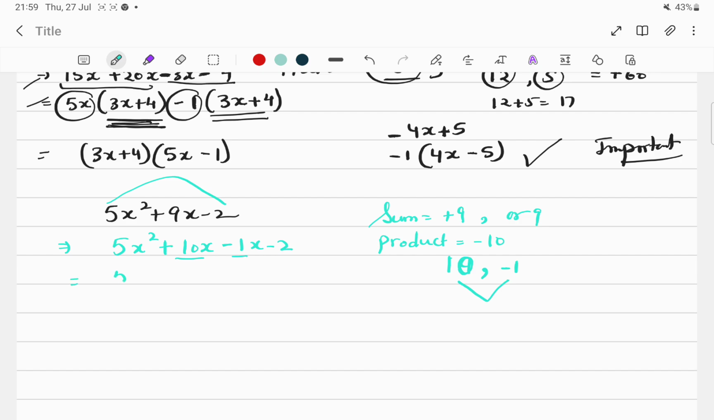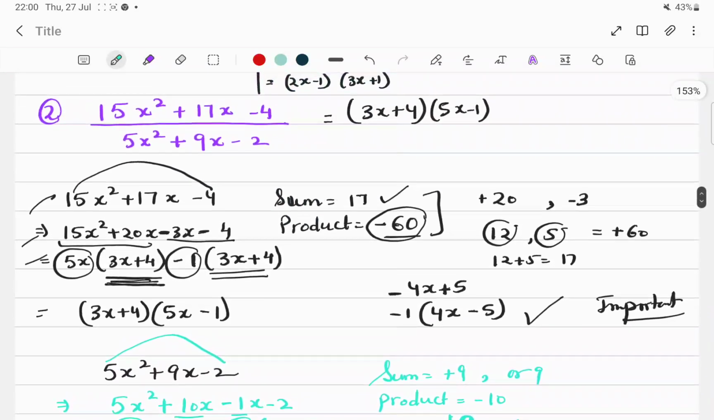So 5x is taken as common, x plus 2, and minus 1 is common. See, now minus x will become plus x, minus 2 will become plus 2. And if you see, x plus 2 and x plus 2 are exactly the same, so that will be taken as common. From the first bracket I will be left with 5x, and from the second minus 1. So we got x plus 2 and 5x minus 1.